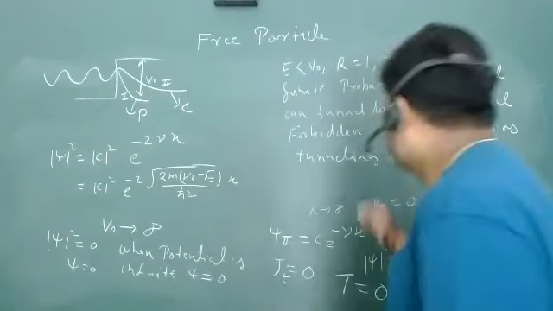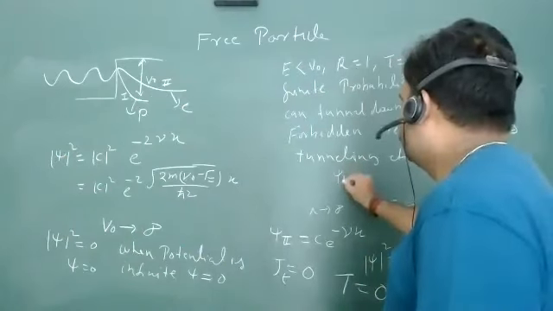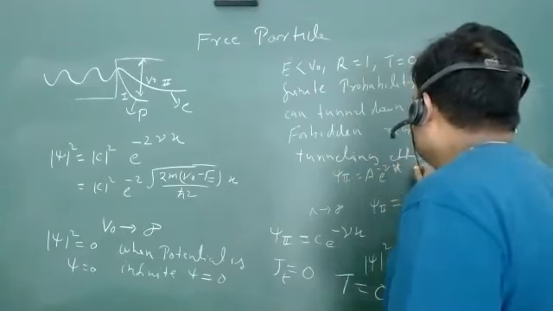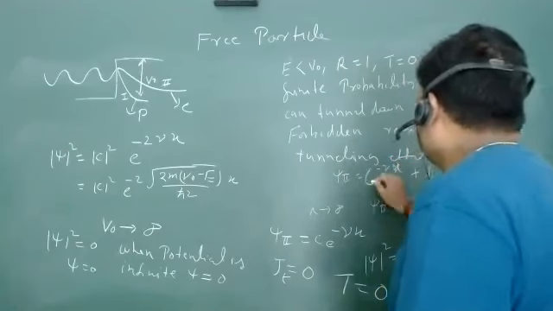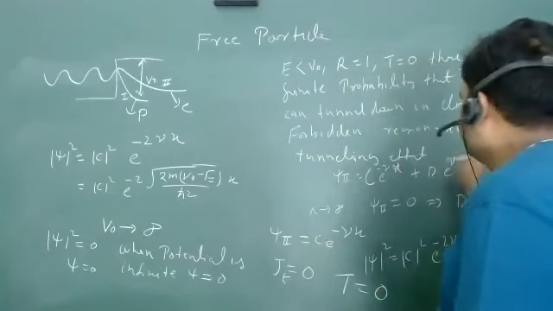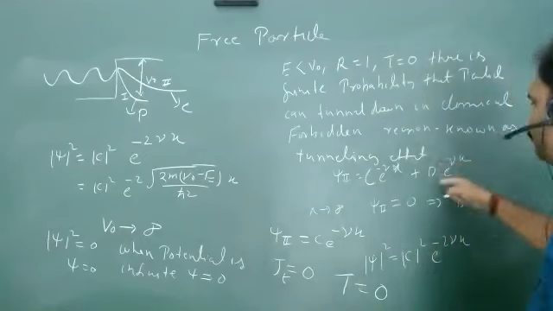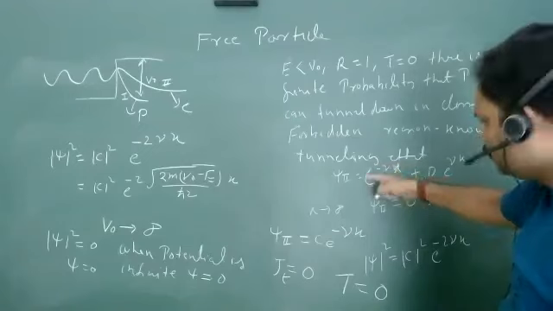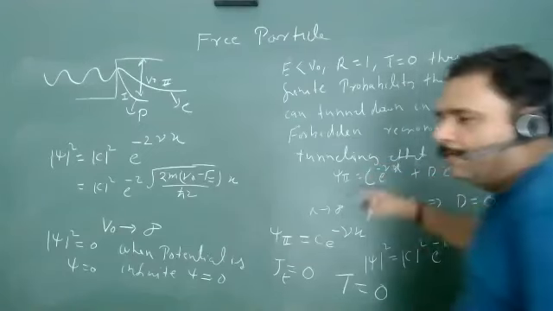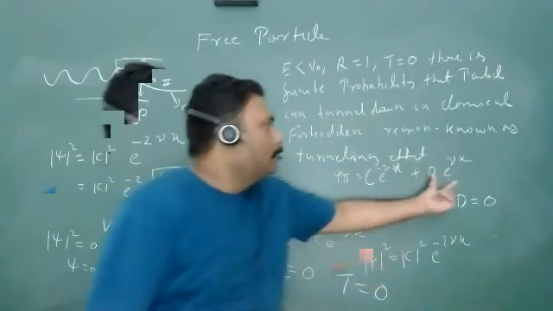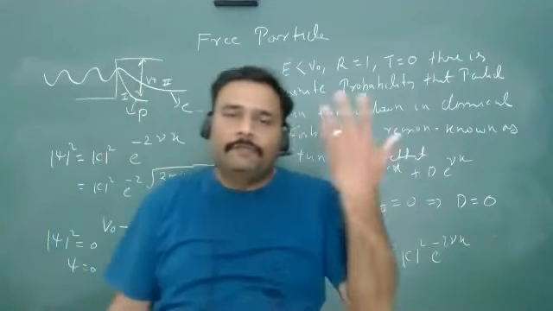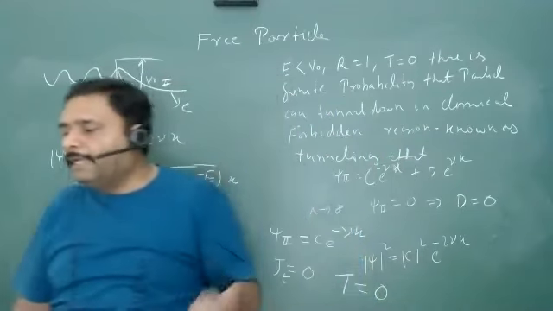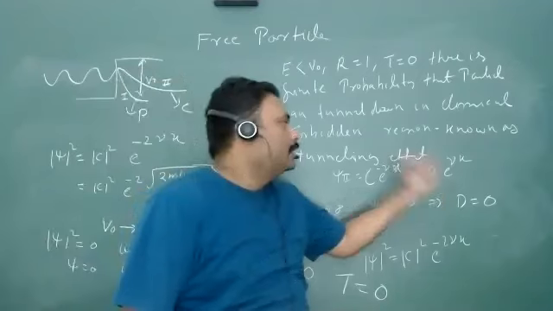So why? Suppose you have taken this psi 2 is equal to c e to the power minus gamma x plus d e to the power gamma x. When x tends to infinity, what will happen? This will go to infinite and this will go to 0. So this is automatically going to 0, means it is acceptable. But this is going to infinite. This psi tends to infinite is never accepted, isn't it? So there is only one choice, that I can fix d is equal to 0.